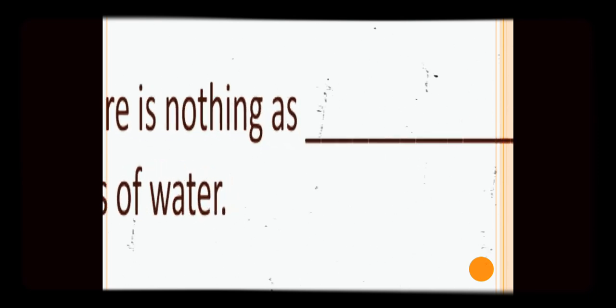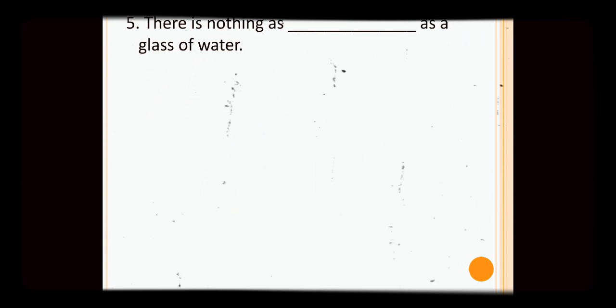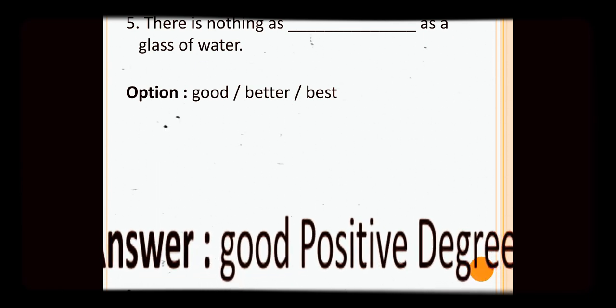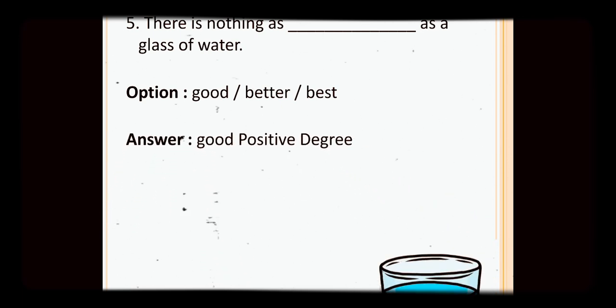Next question. There is nothing dash as glass of water. So please recall as and as, which degree is it? It is positive degree. So the options, let us read the options. Good, better, best. So what will be the answer? Yes, definitely. There is nothing as good as a glass of water. So the answer is good.